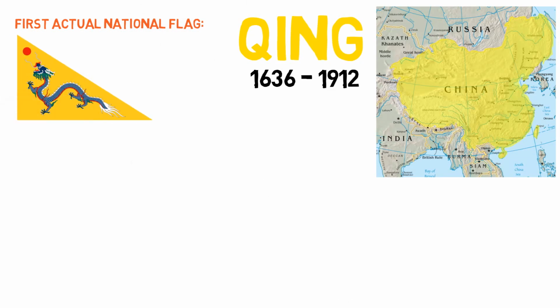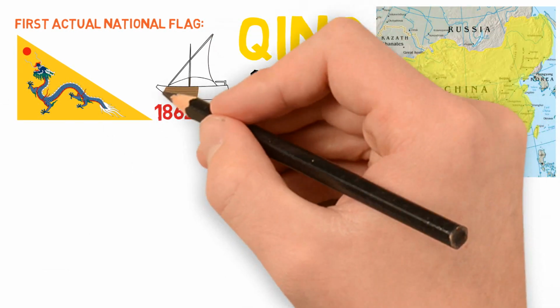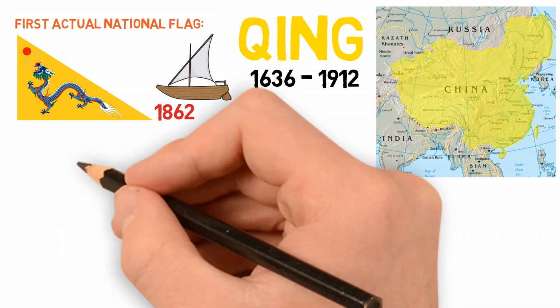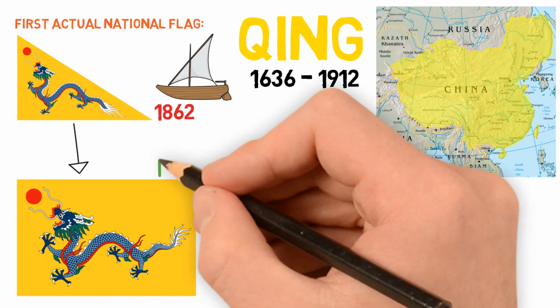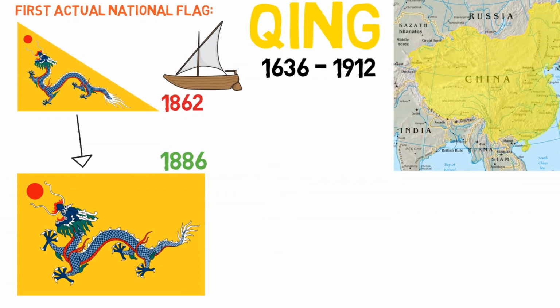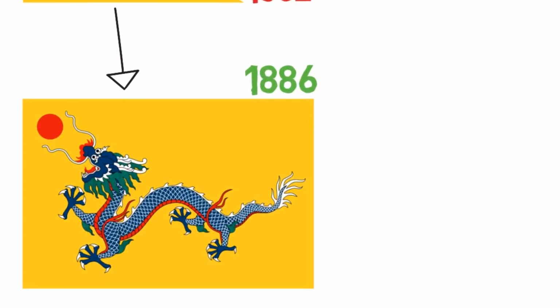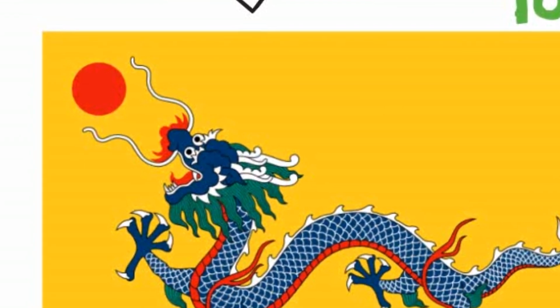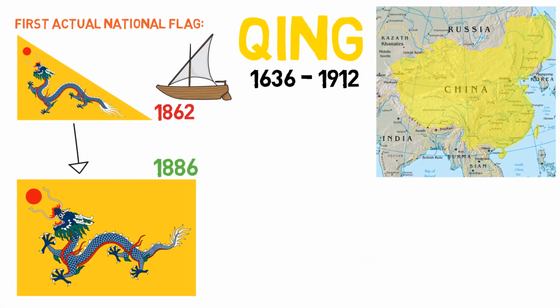They first adopted a triangular-shaped flag in 1862 for naval ships and international occasions, changing it to a rectangular shape in 1889. It took the dragon symbol from the Chinese constellations, with a blue azure color on a yellow background, a red sun, and some details in black. The yellow was always associated with royalty.